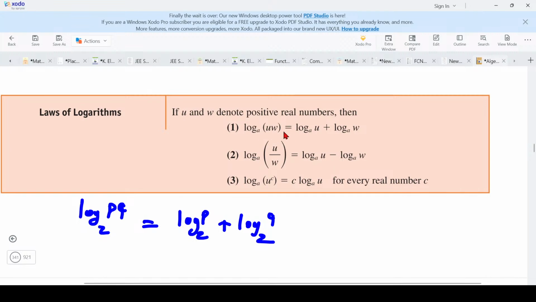Basically, what we say is log xy equals log x plus log y. Log x by y equals log x minus log y. So these three are very, very important. You should actually know how to prove this also. So the proof is nothing. It's just basically converting into exponential form. That's it. Then it's automatic.